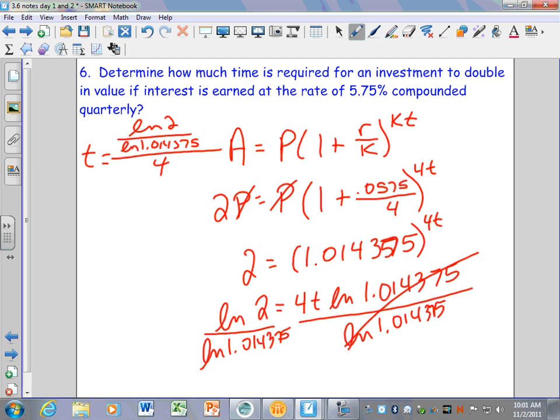Yes. It's in years. Time is always in years. I got 12.14-ish years. Yes?